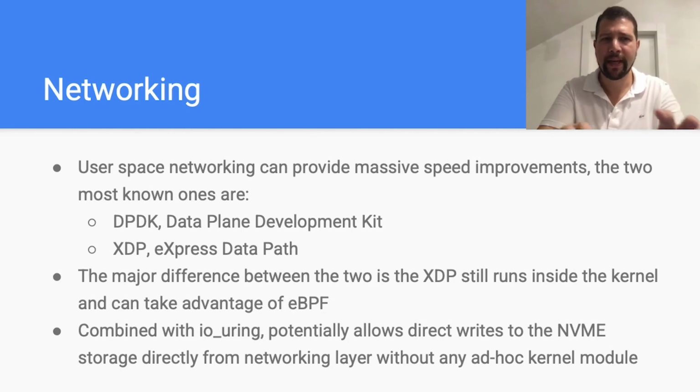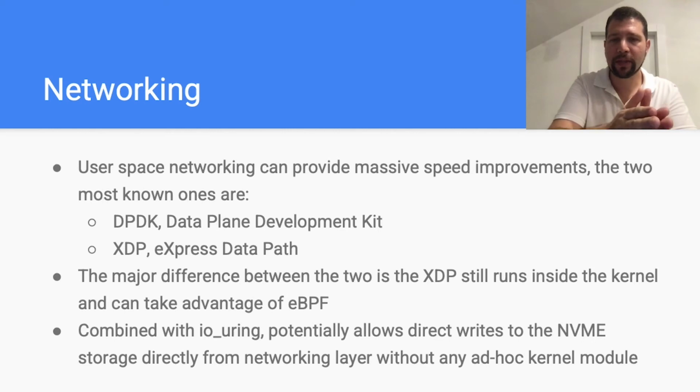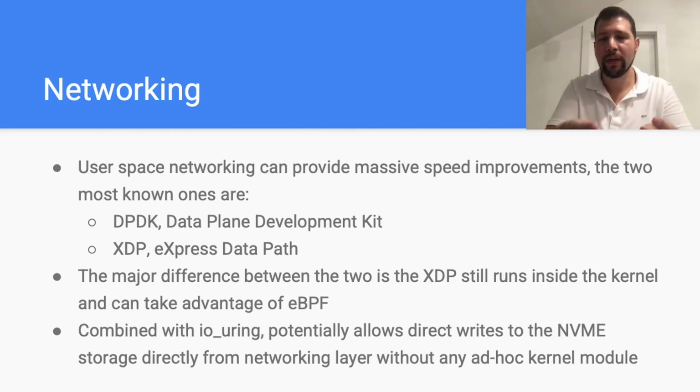On the contrary, DPDK is entirely user space. The reason why being built into the kernel is an advantage is, number one, it has much better hardware support, and number two, it can leverage eBPF. This means that in combination with io_uring, it's potentially possible, using eBPF and io_uring, to read and write directly from the network layer from and to the storage layer. And this means reducing syscalls even further and improving the performance.